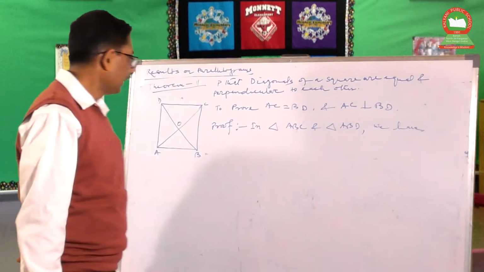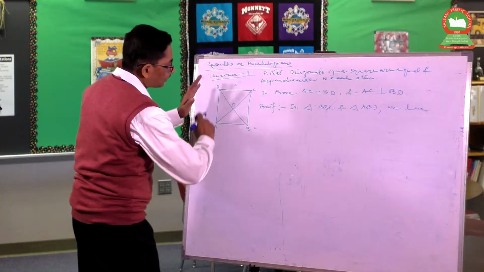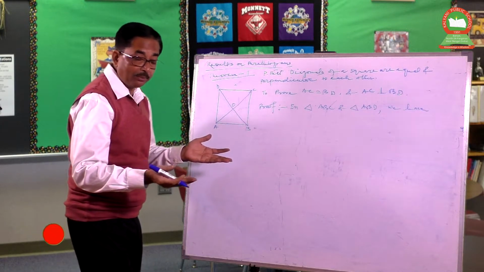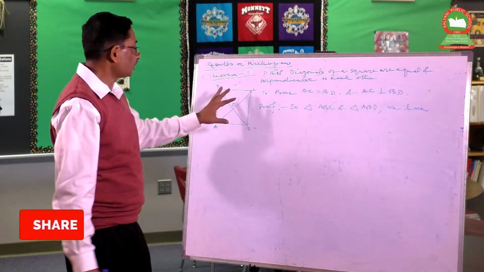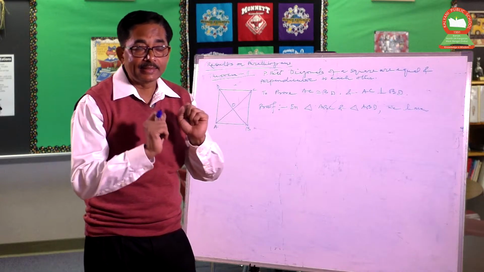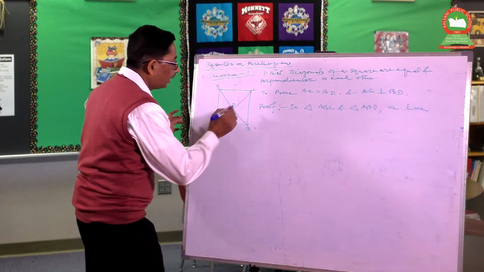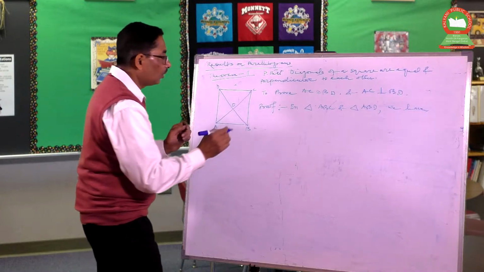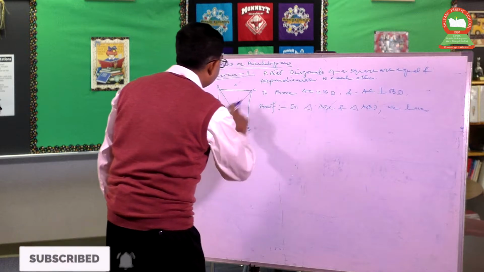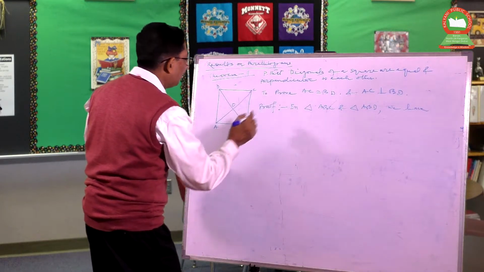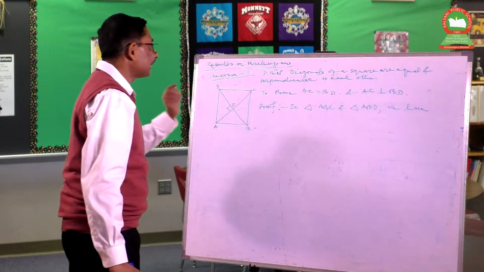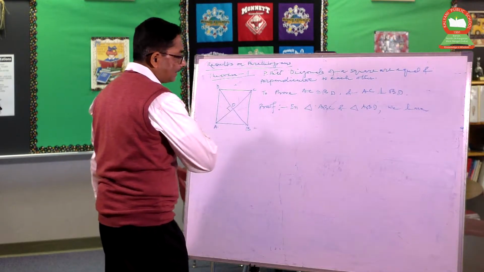to each other. That is, ABCD is a square, and obviously it is also a parallelogram, because the definition of a square is a parallelogram whose all sides are equal and angles are 90 degrees. So this is a square. AC and BD are the diagonals. We have to prove that AC equals BD, that is, the diagonals are equal and they intersect at 90 degrees, or bisect at 90 degrees.